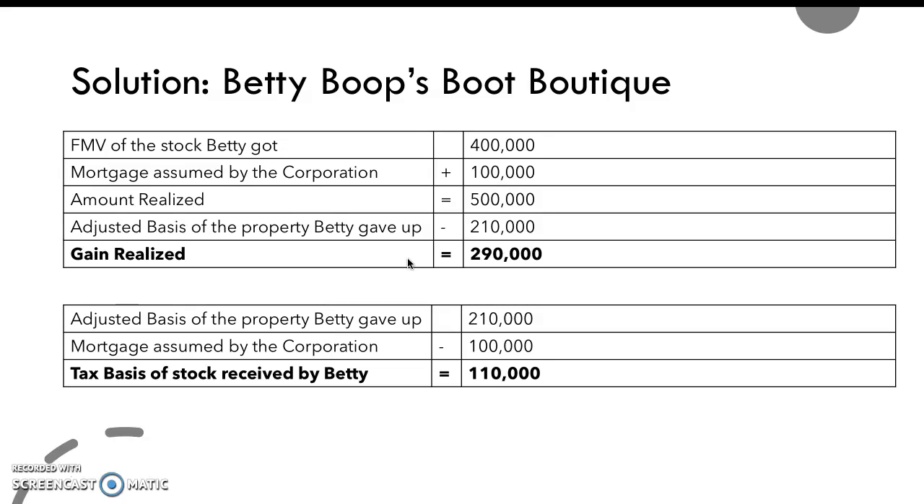Okay, so let's move on to her tax basis. We begin with the adjusted basis of what she gave up, or $210,000, and then we subtract the $100,000 mortgage that Betty Boop's Boutique will take on. That gives us the tax basis of the stock that Betty gets in return, of $110,000.